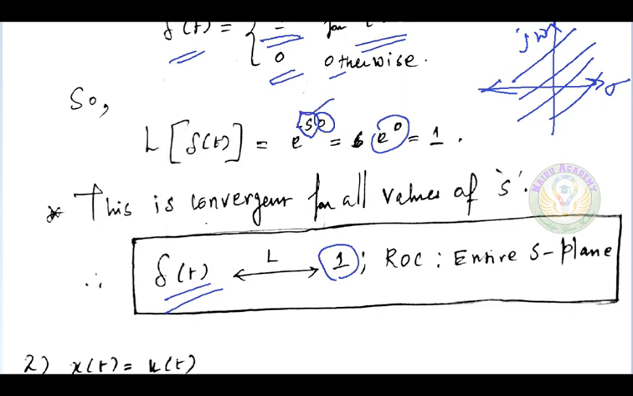That means whatever the value of s, it is convergent. Whatever the value of s, e power 0 is equal to 1, so it is convergent. If it goes to infinity, then it is not convergent. If it is a finite value, whatever the value of s, it will give you a finite value because the term does not depend on s. So naturally it is convergent for all the values of s.